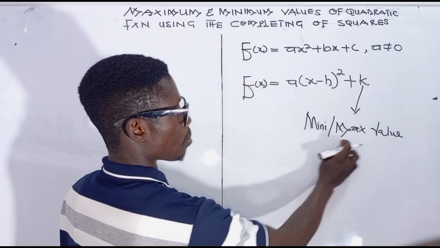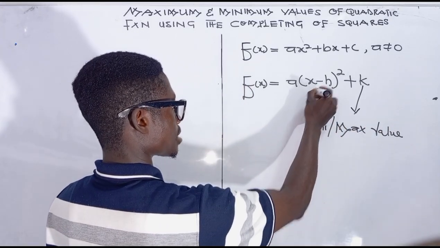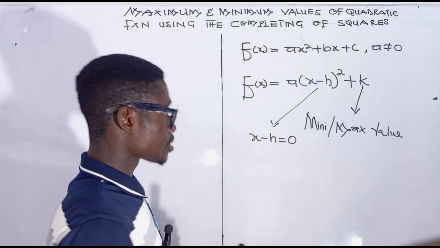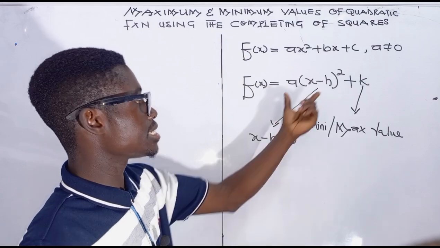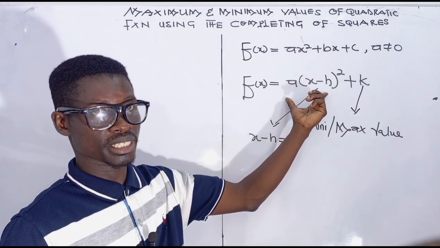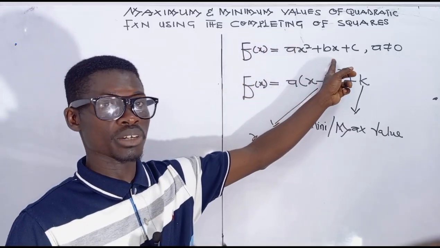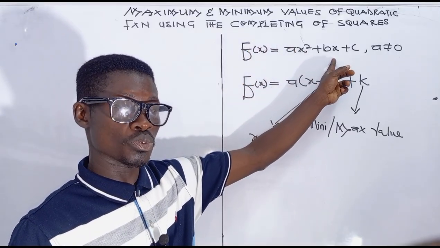And this minimum or maximum value occurs at x minus h. So how do we obtain this standard form of the quadratic function? We can do that by way of what? Completing the squares from the quadratic function. So let's do just that.